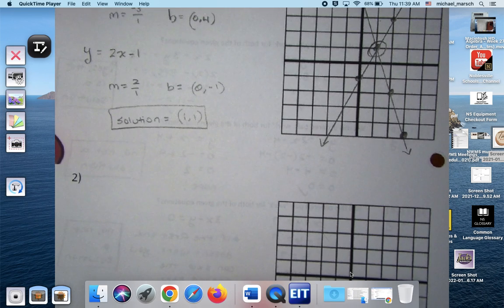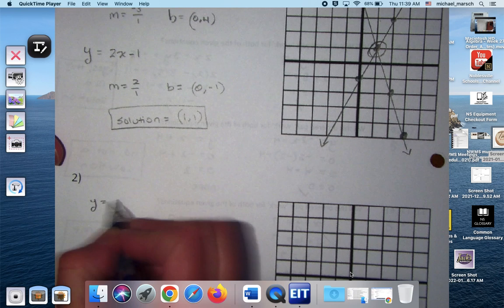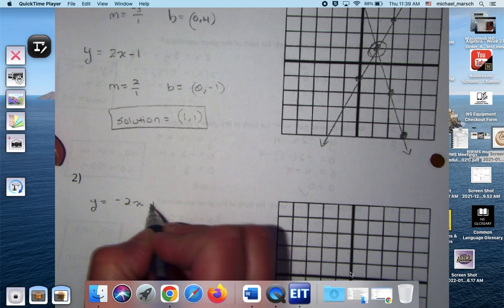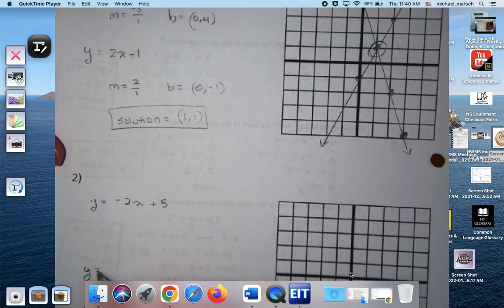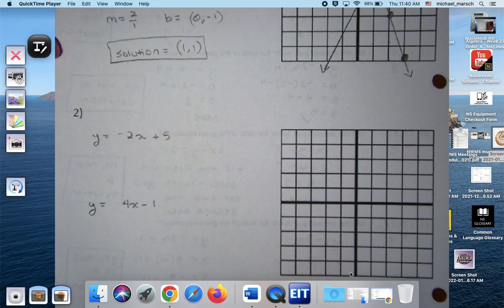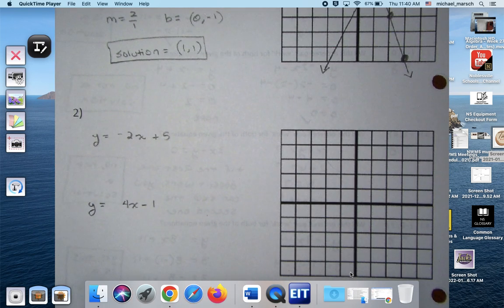Okay, I want you guys to do this next one by yourself. y equals -2x plus 5, y equals 4x minus 1. You can work with your elbow partner if you want to, but I just need you guys working on these. How's it going?